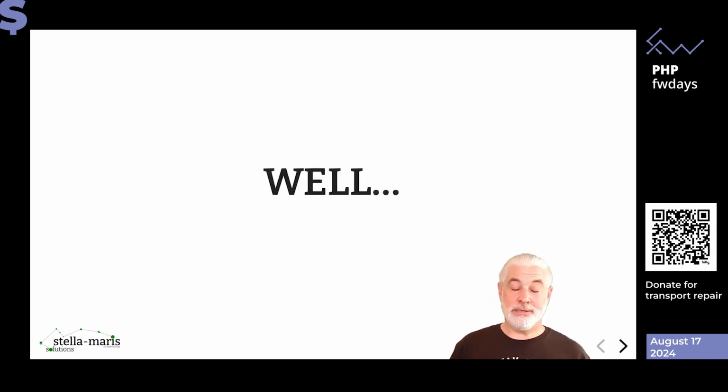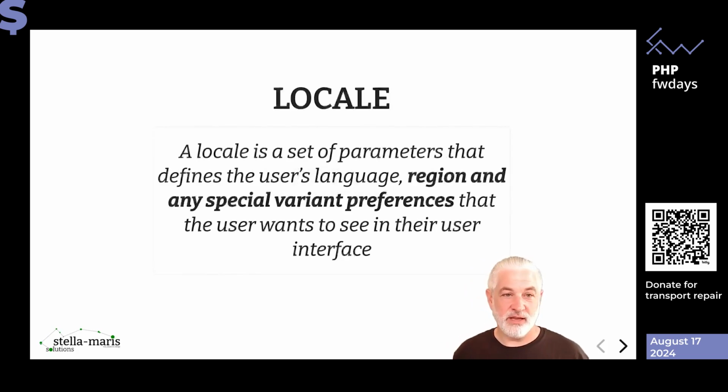Yeah, well, there was this one sentence, perhaps you remember that. A locale is a set of parameters that defines the user language. We've done that. Region and any special variant preferences that the user wants to see on their interface. We didn't check in on those special variant preferences yet.